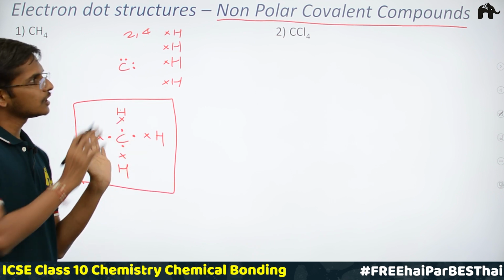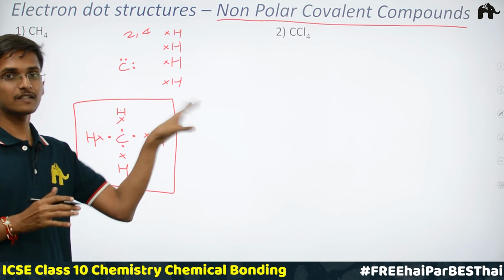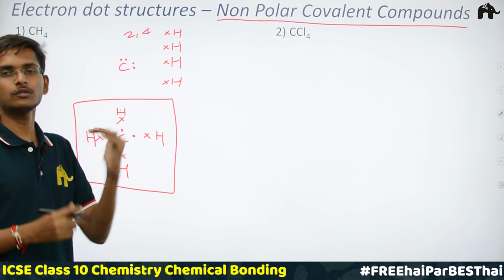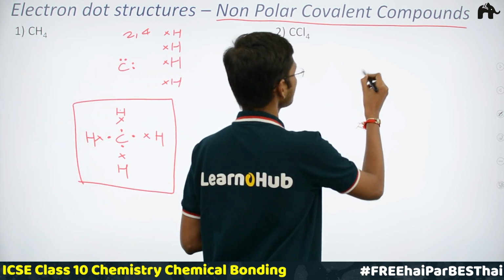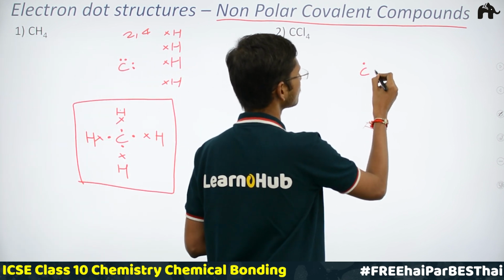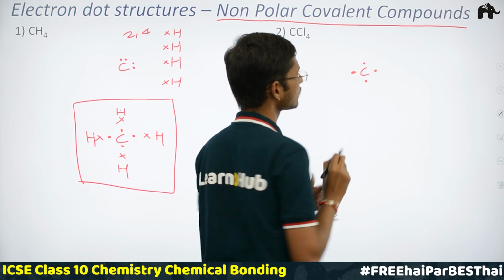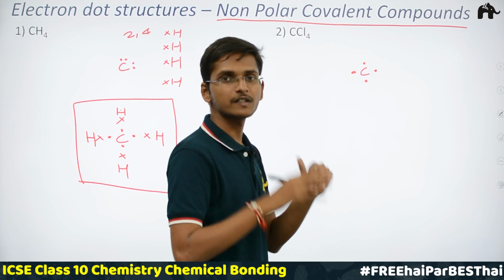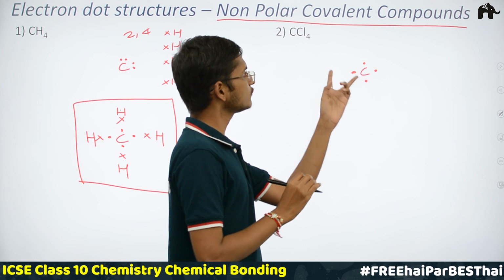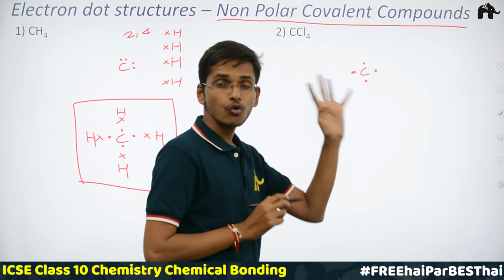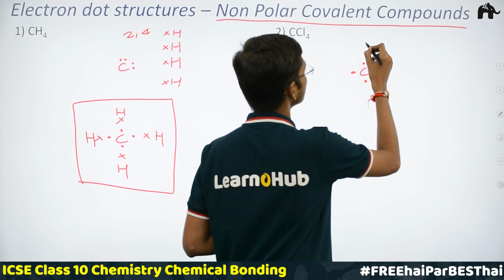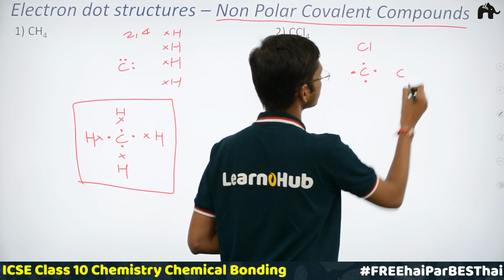Okay, very simple. Now you try to draw the electron dot structure of CCl4. Pause the video here and try on your own. If it gets wrong, no issues. I'm drawing it here. So again, same way, carbon: 4 electrons it is having in its outermost shell. It is in desperate need of 4 more electrons. So what would it do? It would share its 1 electron with 4 chlorine atoms. So see here, 4 chlorine atoms.